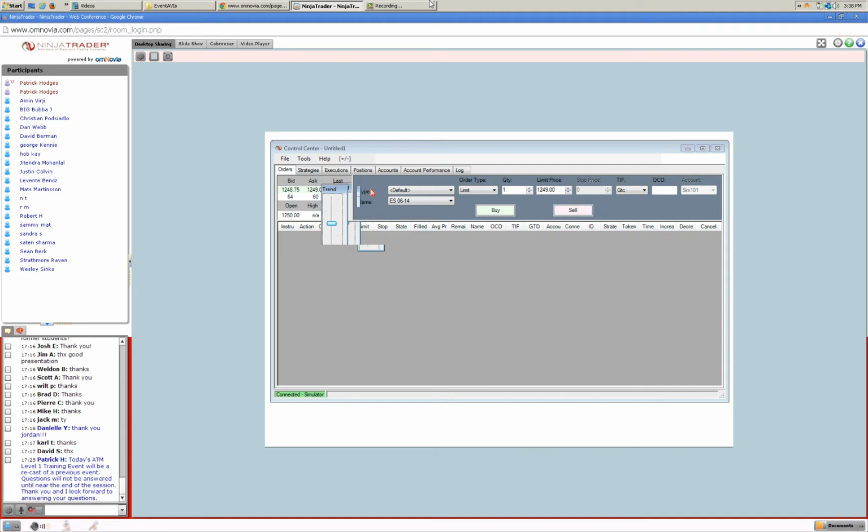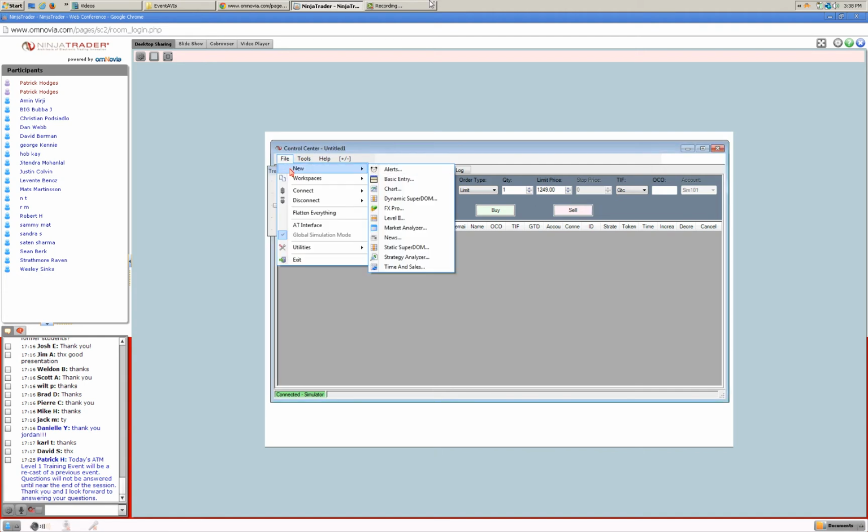And as I mentioned, you can left-click and drag it up or drag it down to trend the market up or down. Next up, I'm going to go to the File menu and go to New, and I'll select a static Superdome. If you don't have the option for the static Superdome, you can use the dynamic Superdome. Everything I do with the static Superdome will be done in the same manner through the dynamic Superdome.